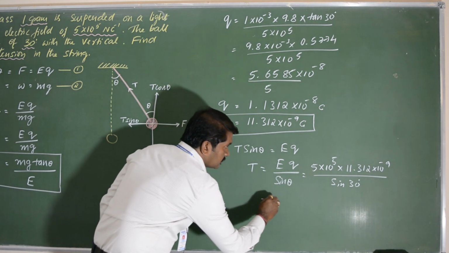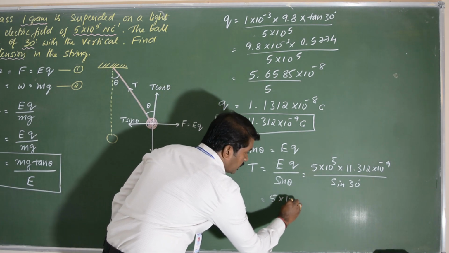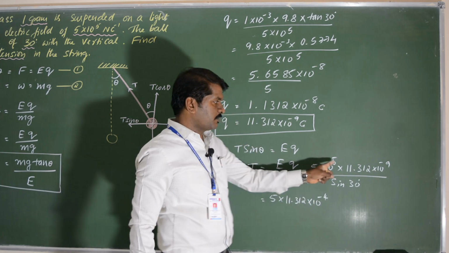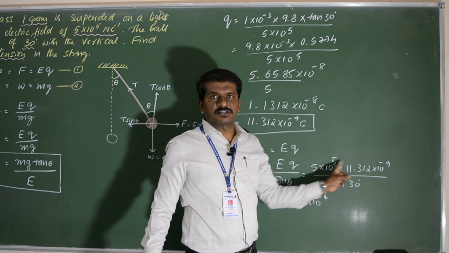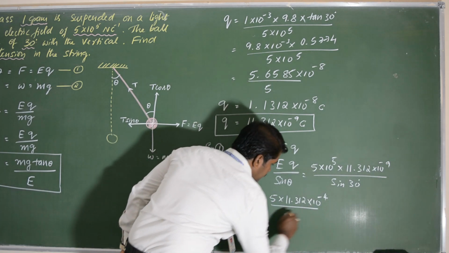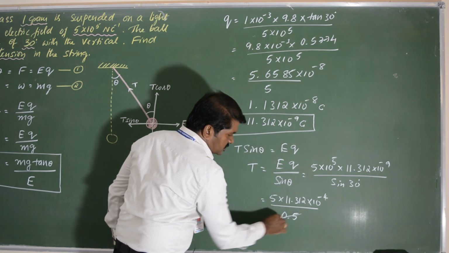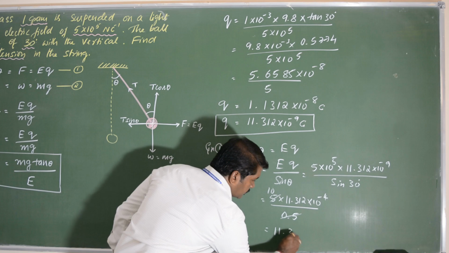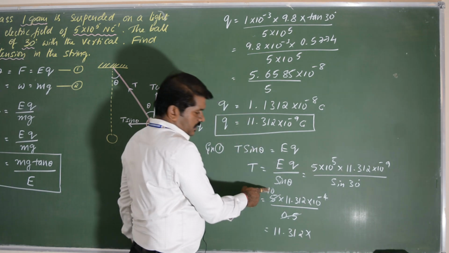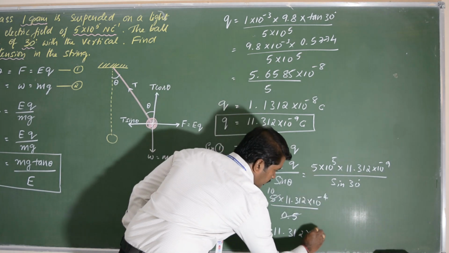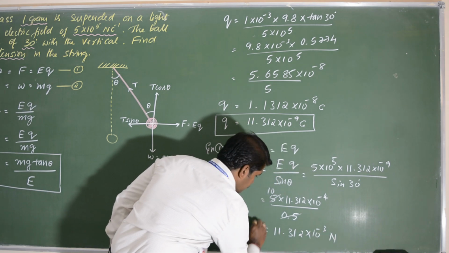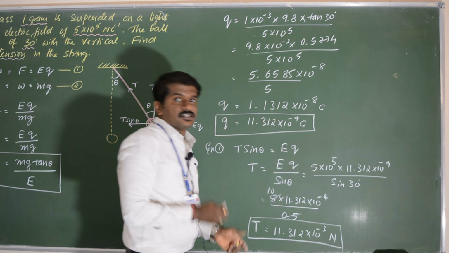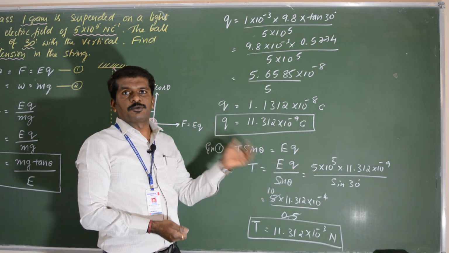This becomes 5 into 11.312 into 10 to the power of minus 4. 10 power 5 and 10 power minus 9 becomes 10 power minus 4, divided by 0.5. So if I take that, that becomes 11.312 into 10 power minus 3 Newton. So this is the tension in the string. So in this way we can solve the problem.